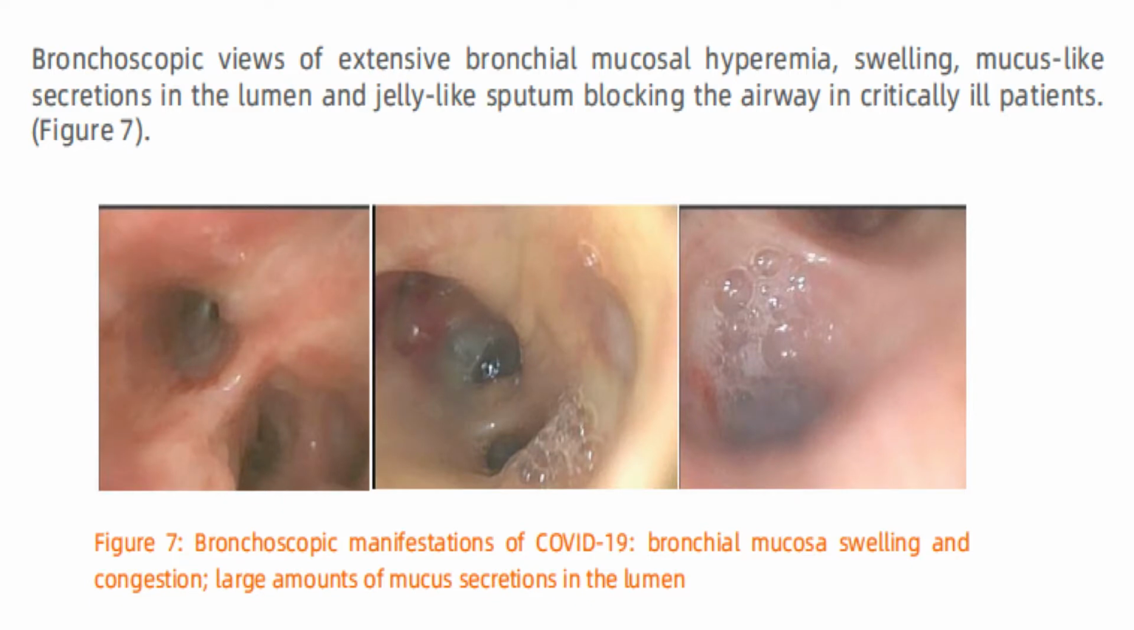Then there's a slide showing bronchoscopic views of extensive bronchial mucosal hyperemia, swelling, mucus-like secretions in the lumen, and jelly-like sputum blocking the airway in critically ill patients. So, figure 7, bronchoscopic manifestations of COVID-19: bronchial mucosal swelling and congestion, large amounts of mucus secretions in the lumen.